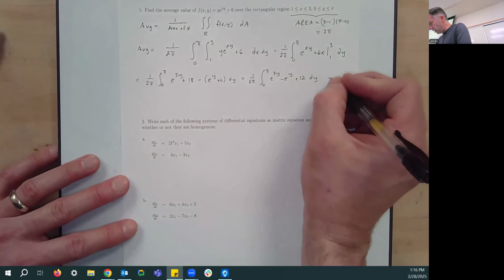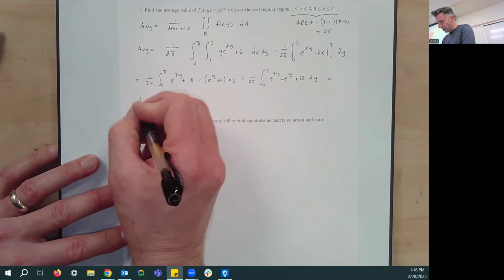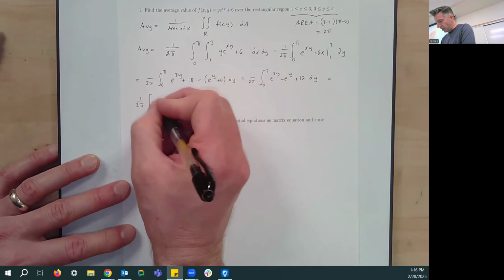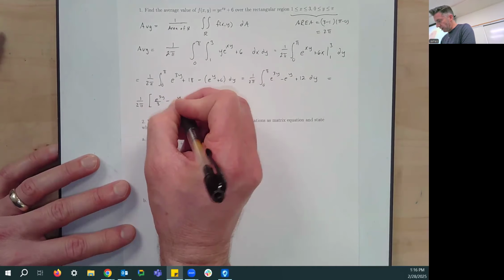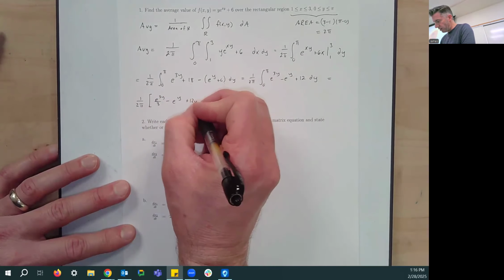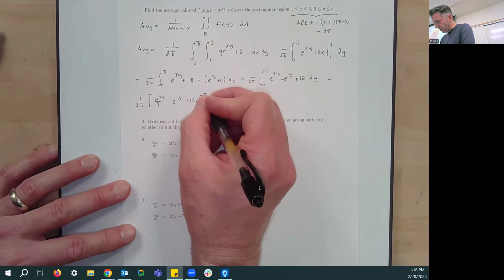We continue, we integrate again, we get 1 over 2 pi. The integral of e to the 3y is e to the 3y over 3. The integral of e to the y is e to the y. The integral of 12 is 12y, evaluated from 0 to pi.